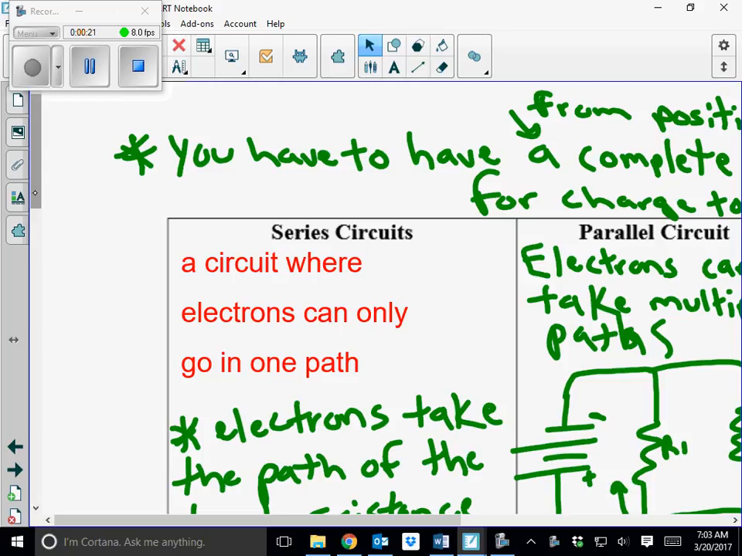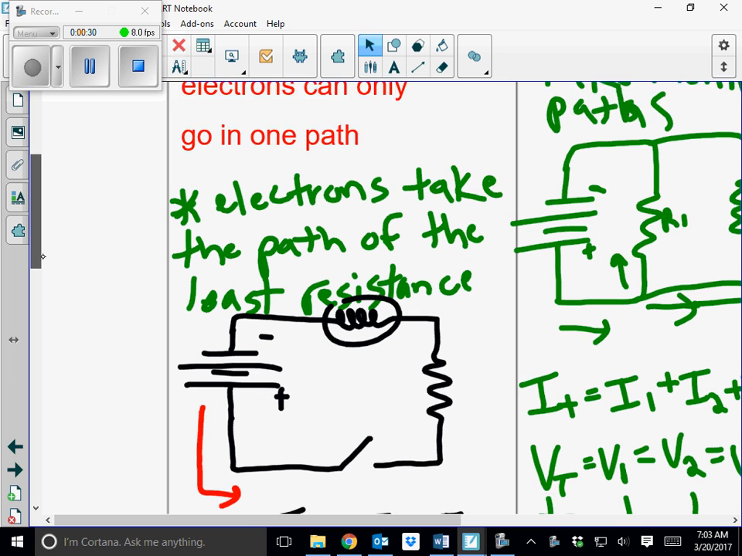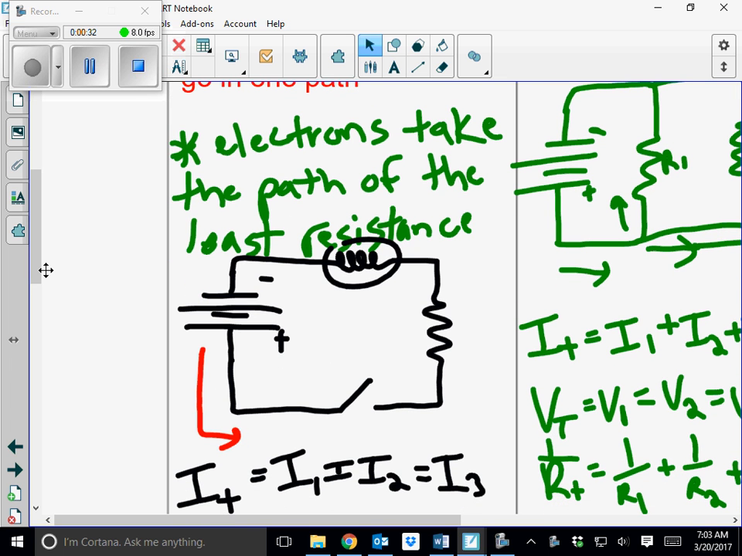A series circuit is a circuit where electrons can only go in one path. That means electrons can go out of the positive terminal of the battery, through whatever parts are in the circuit, and then back into the battery, like this picture below, where I have a battery going into a lamp, going into a resistor, going across a switch, and back into the negative part of the battery. Now, remember, just as a refresher, when the switch is open, there's no potential difference.